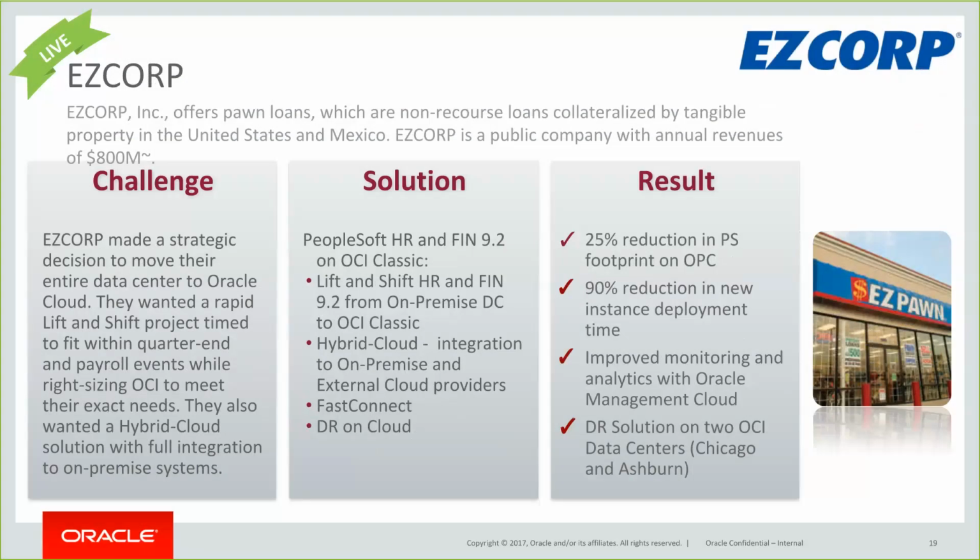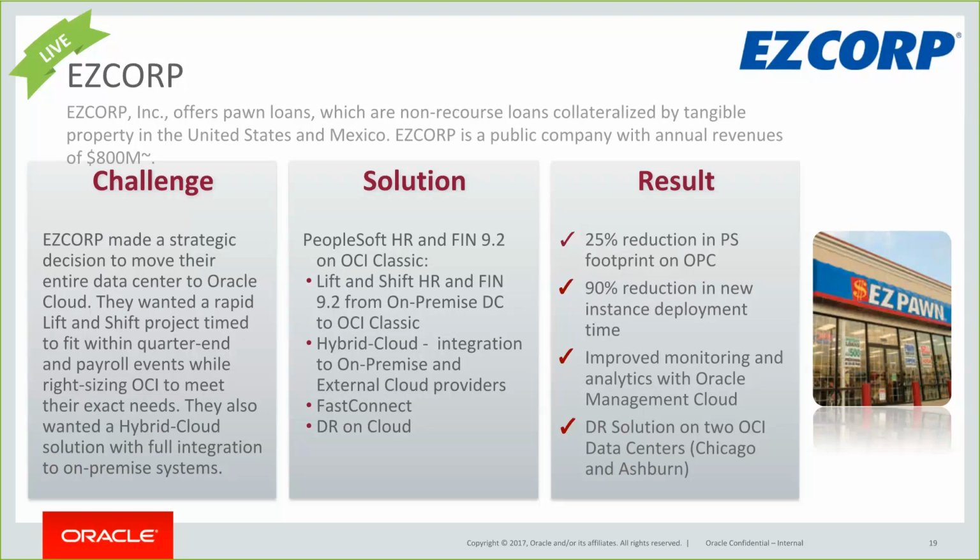So the next one we want to talk about, an early adopter, as a matter of fact, on Oracle Cloud Infrastructure is EasyCorp, about an $800 million company, publicly traded, headquartered in Austin, Texas. They run payday loan stores and pawn shops in Canada, US, and Mexico. Now, this customer is an interesting story because not only did they migrate their PeopleSoft applications to cloud, but they decided to migrate their entire data center to Oracle Cloud Infrastructure.